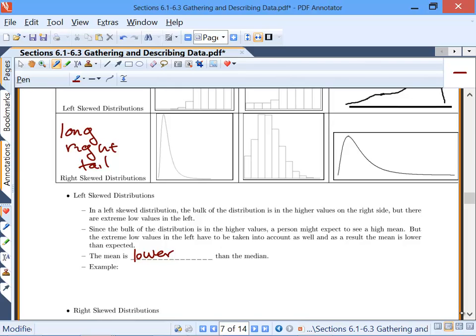Could you do like when people die? Oh, that's a good one. I didn't think of that. So when people die, the bulk of it should be around the 70s to 90s, but then you have a few infants, a few children. Yeah, that'd be a good one. Other ideas for distributions?